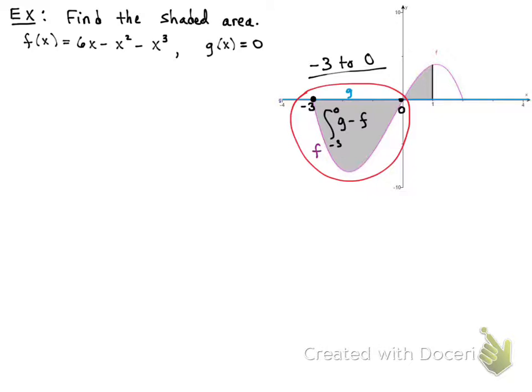And then for the second part, for this region, I can see that f is the function on top and g is the function on the bottom. So this one should be f minus g. And the limits of integration will be from 0 until 1.